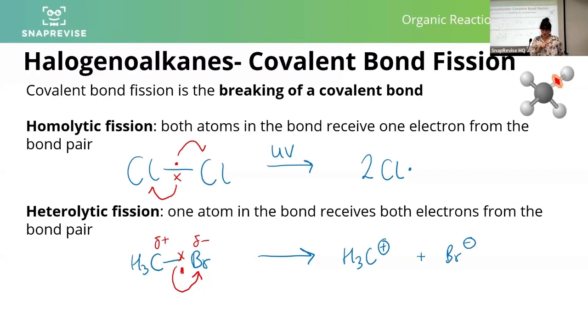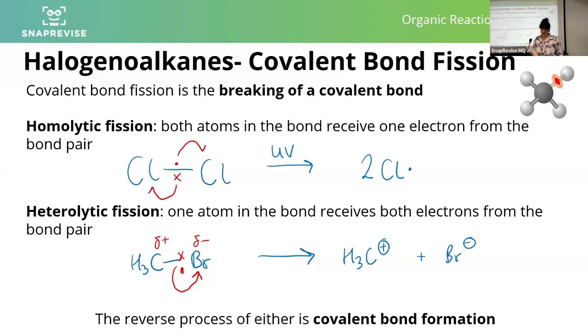You do need to be able to show what they're called: arrows, curly arrows for heterolytic and homolytic fission, with an example that you would be given in the exam. The reverse of either, hopefully we're clear, is called covalent bond formation. So either with 1 electron coming from each, or 2 electrons coming from somewhere, doesn't matter. In both cases, we are forming a covalent bond. So that's the reverse process.